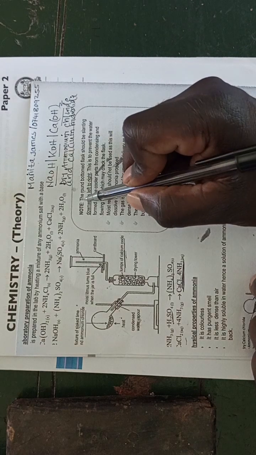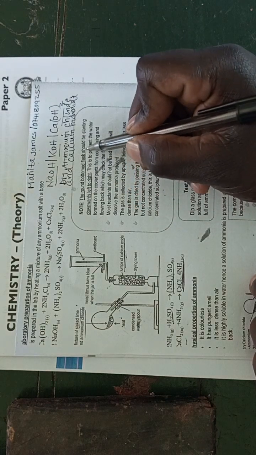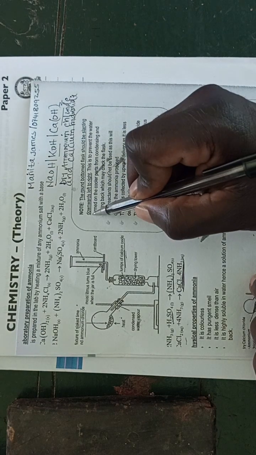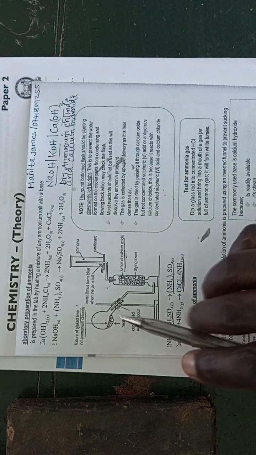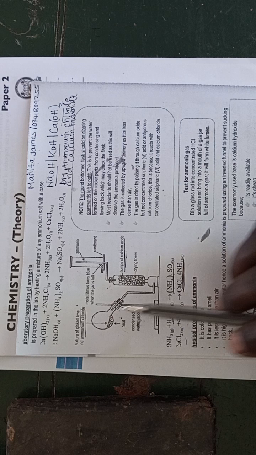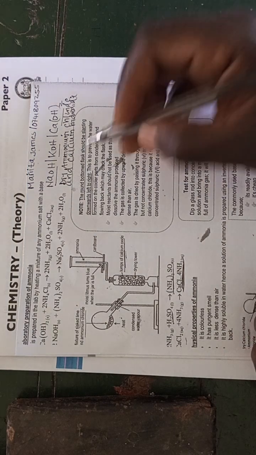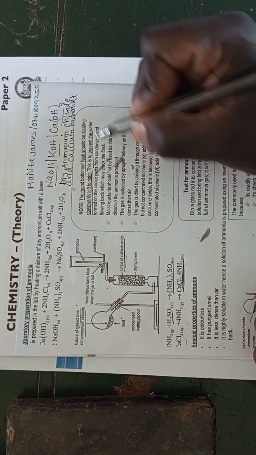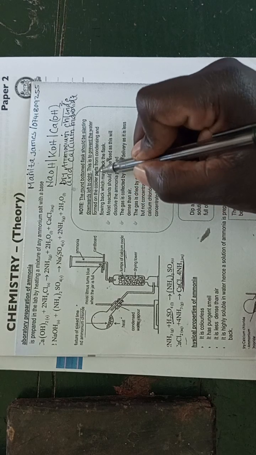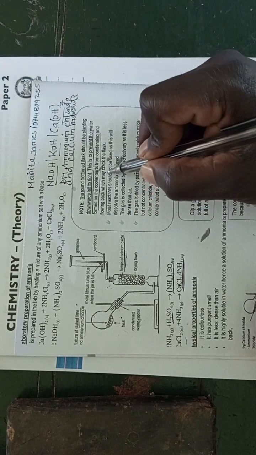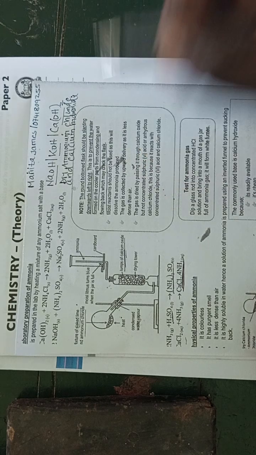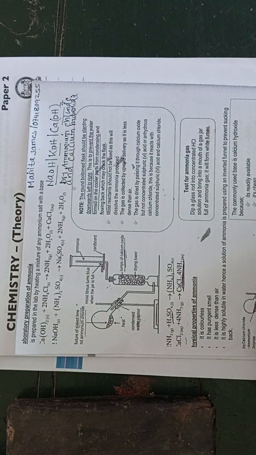Now, there are some important things you need to note. The round bottomed flask should be slanting downward, from left to right. This is to prevent the water formed on the cooler parts from condensing and flowing back, which may crack the flask. A very important point to note.